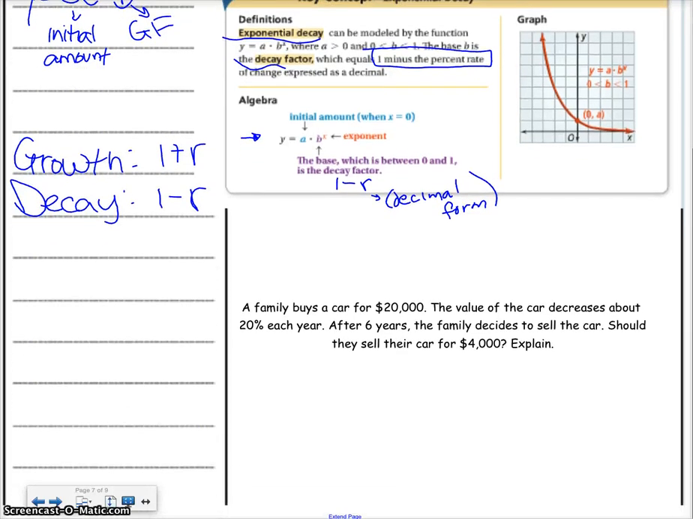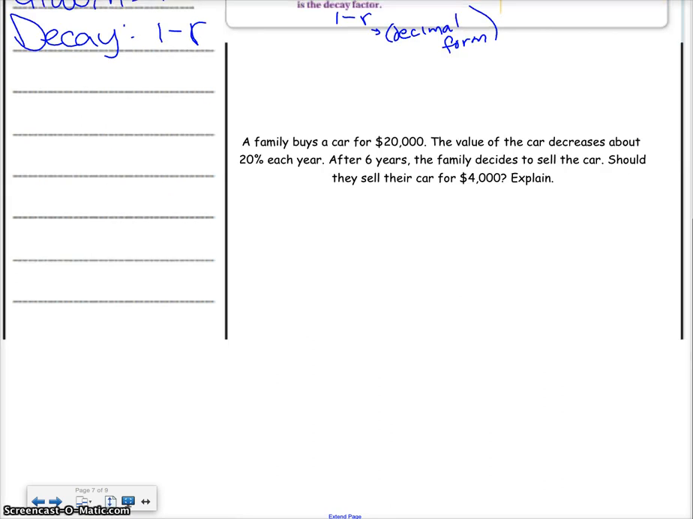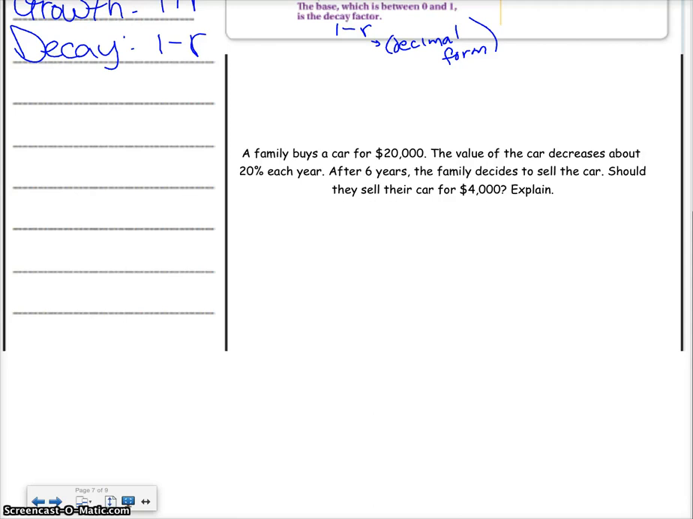Okay, here is a nice example. A family buys a car for $20,000. The value of the car decreases about 20% each year. After 6 years, the family decides that they're going to sell the car. Should they sell it for $4,000? So we want to know what the car is worth right now. I know it's an exponential function because it's a percent each year.